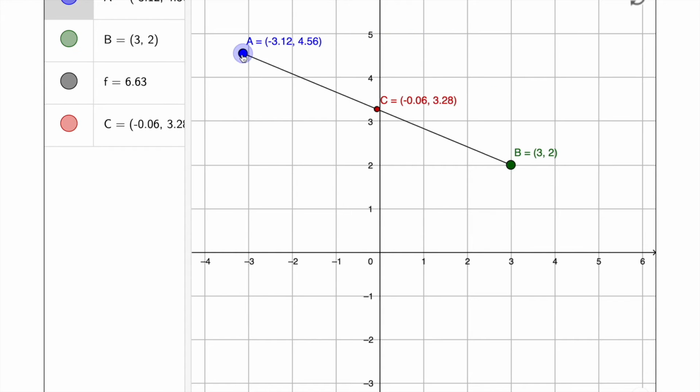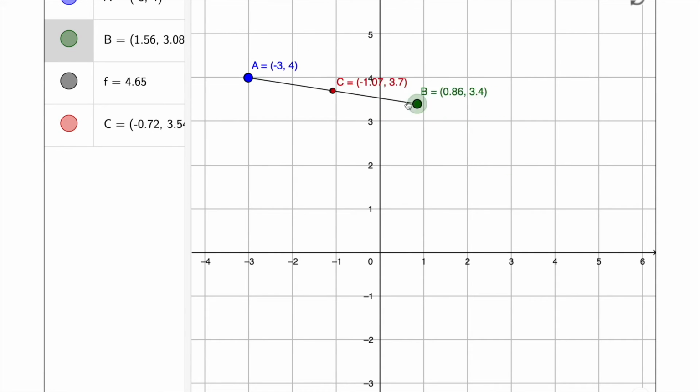And it works exactly the same way, even with negatives. Negative 3 add 0 is negative 3. Divide it by 2 to give you negative 1.5. 4 add 4 is 8. Halve it to give you 4.